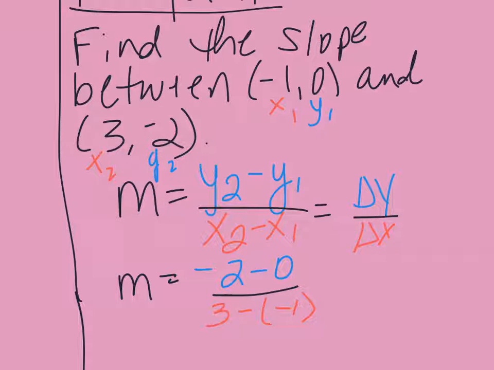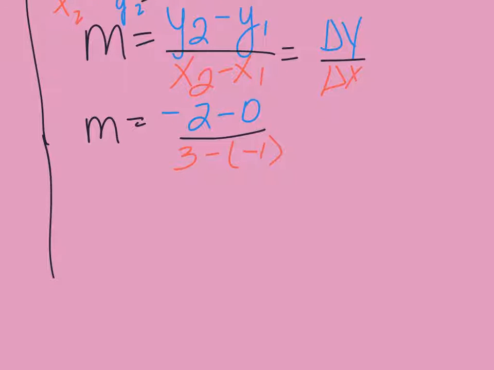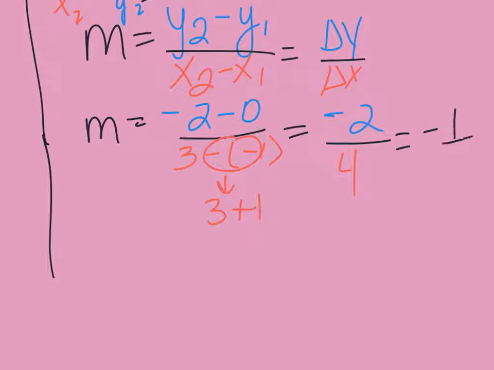Okay, so you have to be careful about integer rules here. So if you're not sure, use a calculator. -2 minus 0 is -2. 3 minus -1 is the same thing as 3 plus 1, because those two negatives make a positive. So 3 plus 1 is 4. Simplify, we get -1/2 for your slope.